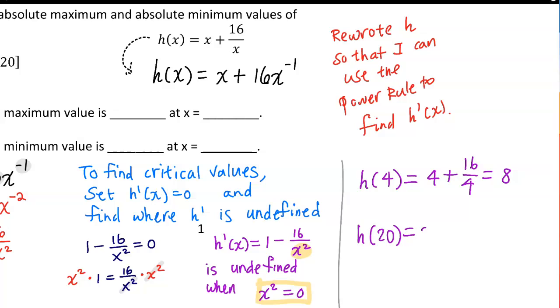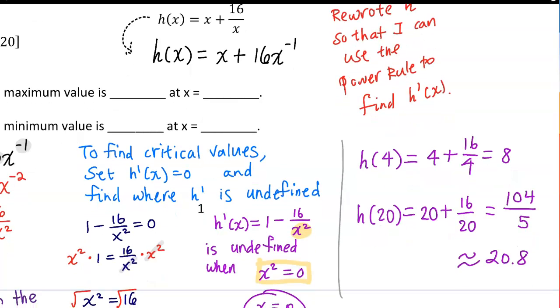Next one, I plug in 20 this time. 20 plus 16 over 20. Oh, that's not going to be a nice number. Let me go ahead and type this into my scientific calculator. When I typed this in, it gave me 104 divided by 5. And if I want to know the decimal of it, so that I can compare it, it comes out to be 20.8.